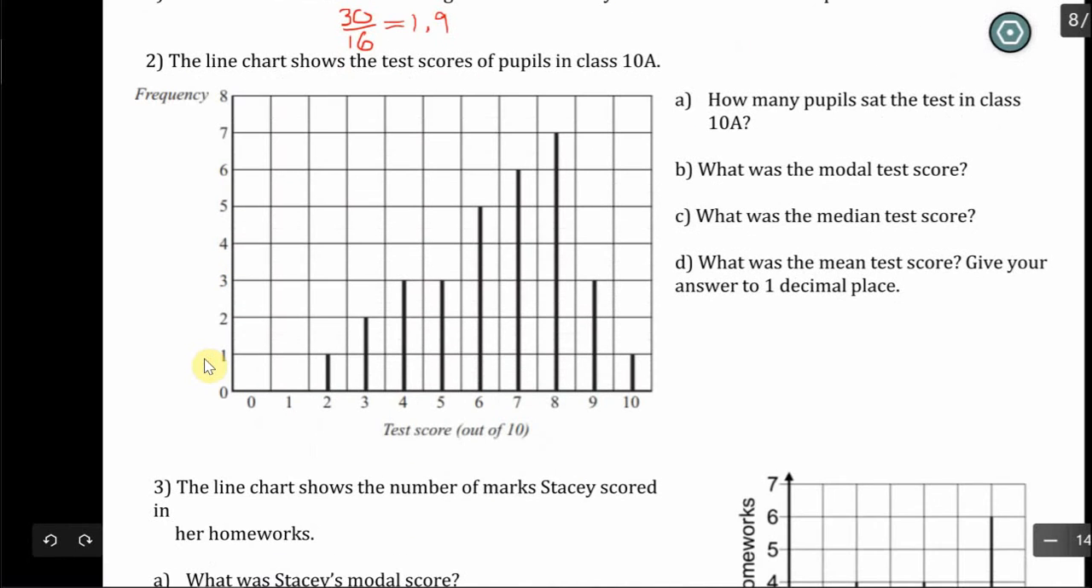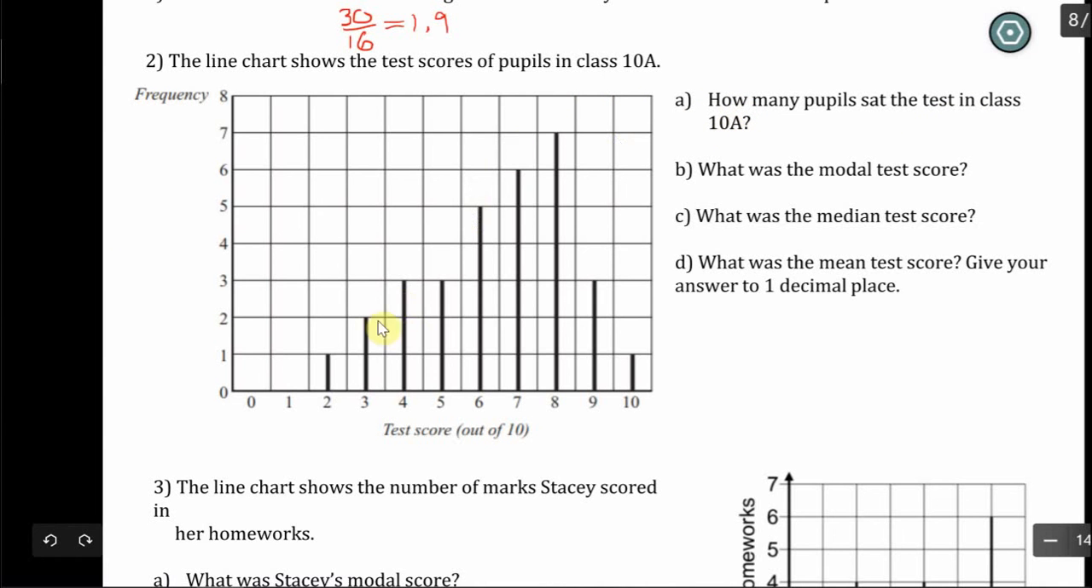Moving on. Number 2. We've got another line chart. This is about the test scores of pupils in class 10A. And I'd encourage you to do what I just didn't do: read the question, read what the context of it is about. So test scores. How many pupils sat the test in class 10A?